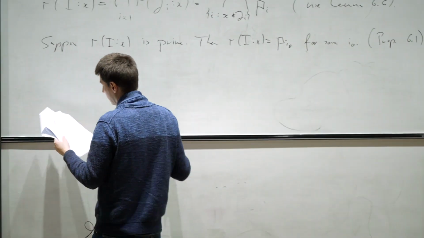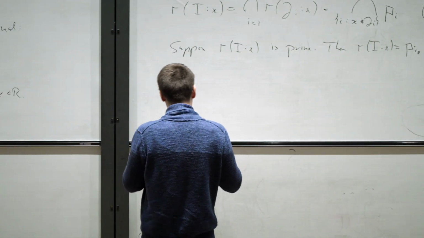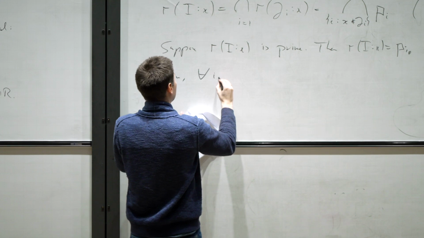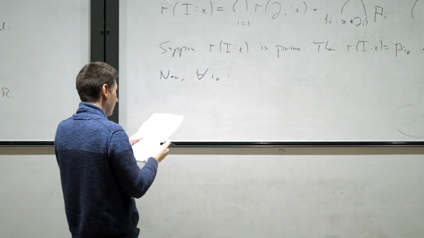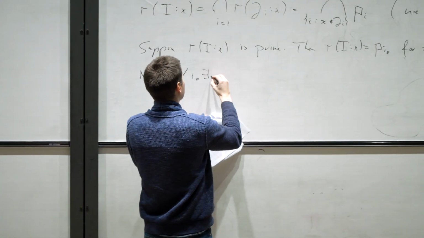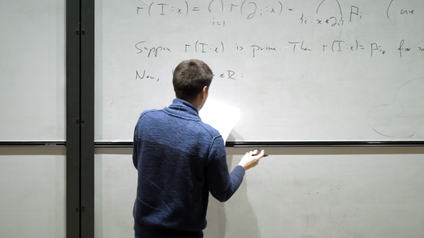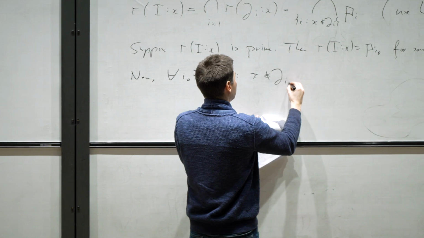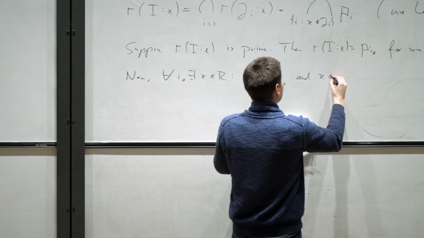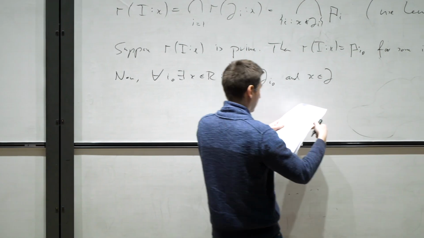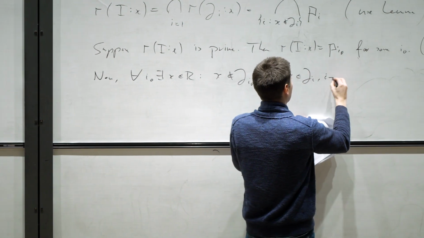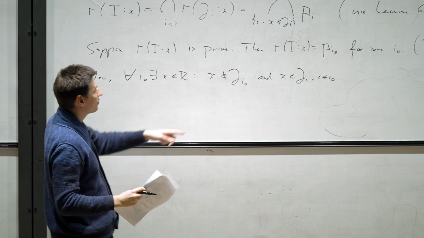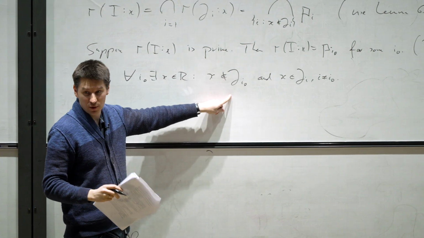Now the other direction. Now for every i0, what do we have? There exists an x in R such that x is not in J i0 and x is in J i for i not equal to i0. Okay, why is that? This follows from the fact that our decomposition is minimal. We haven't used it yet.